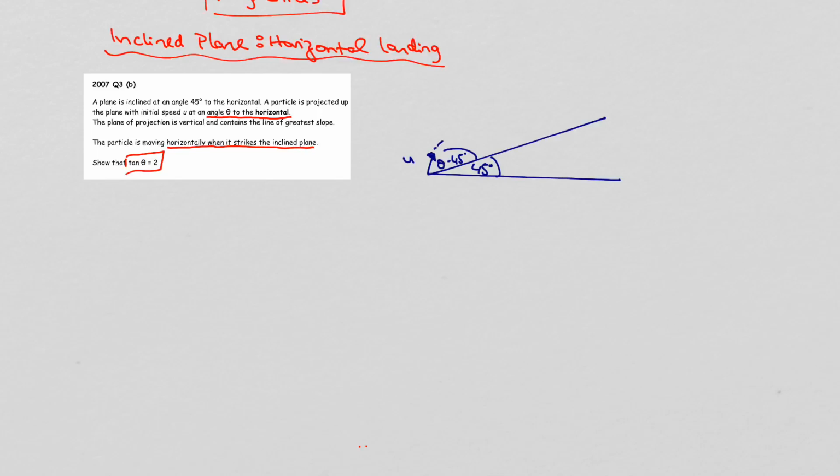And then as it's projected up the plane, it's landing horizontally. When landing horizontally, we know that if we have two parallel lines and a transversal, we end up with alternate angles. So the landing angle here is 45 degrees. We also know that in landing, s_y is equal to 0. So let's make out our table with respect to u, a, v, s and t in both the x and the y direction. If you pause it, fill out your table.